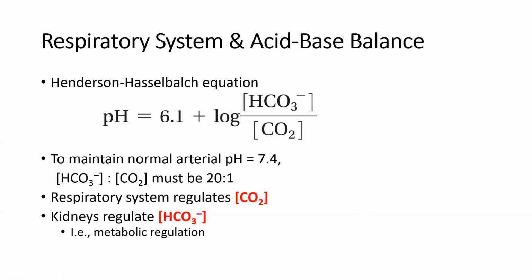Okay, so the respiratory system helps to keep the CO2 within that ratio, and the kidneys help to keep the bicarb within that ratio. And together, this is what I mean by talking about the kidneys and lungs working together hand in hand. Together, they keep that ratio at 20:1, which keeps our pH in the blood between 7.35 and 7.45.